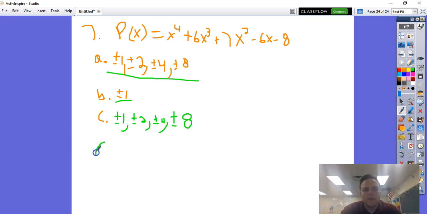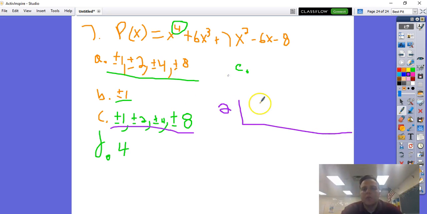Part D asks, how many zeros do I have possible? We look at the highest power. The highest power is 4, so I have 4 zeros possible. Now it's time to do part E, which is actually finding which zeros work. I do that by looking at my possible zeros, and you just pick one. I'm going to choose 2. There's no real rhyme or reason. Now we're going to use synthetic division.